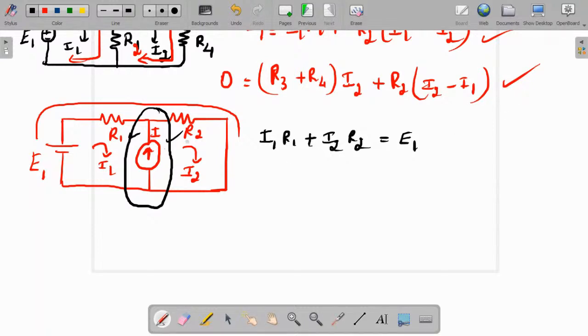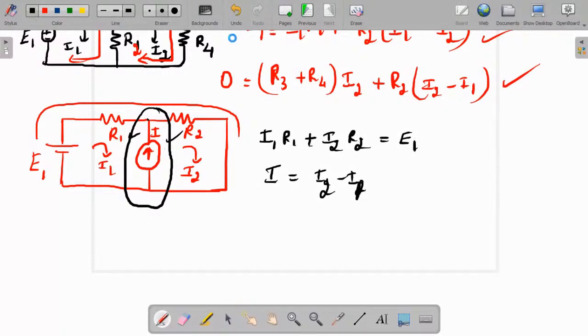Okay, and this current I will be equal to I1 minus I2. Sorry, this will be equal to I2 minus I1. I2 minus I1 becomes clear when you write KCL. So at this point, I will be equal to I2 minus I1.